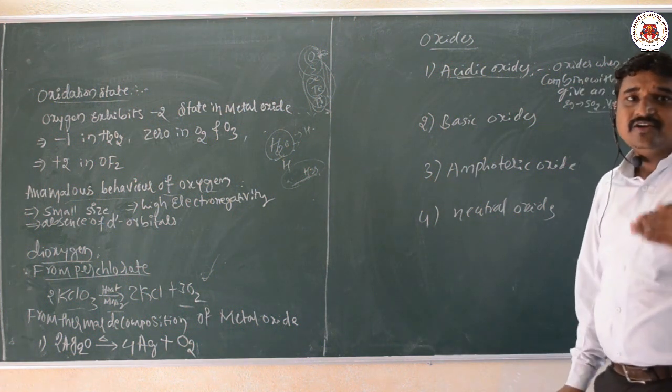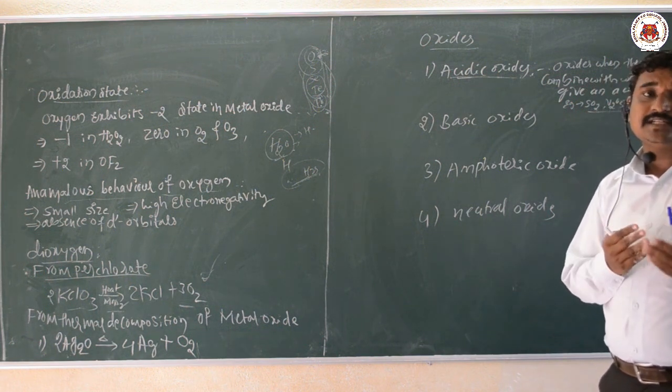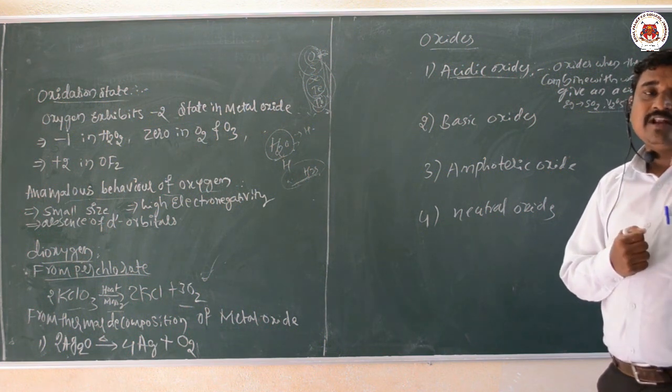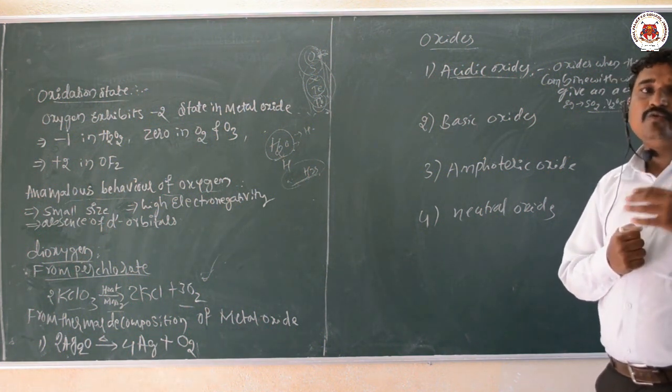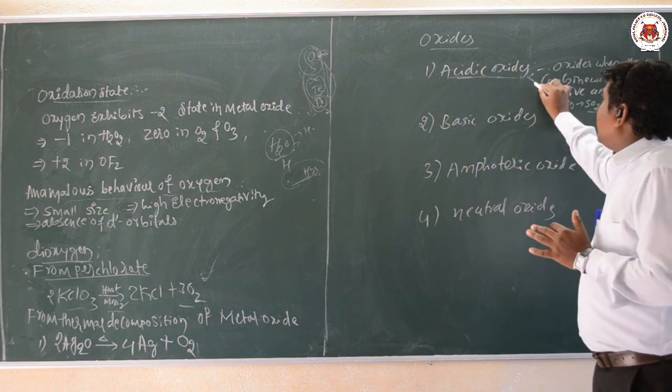Oxides, when they combine with water, give an acid. Such types of oxides are called acidic oxides. Examples: sulfur dioxide, vanadium pentoxide, and N2O5, dinitrogen pentoxide. These are the examples for the acidic oxide.